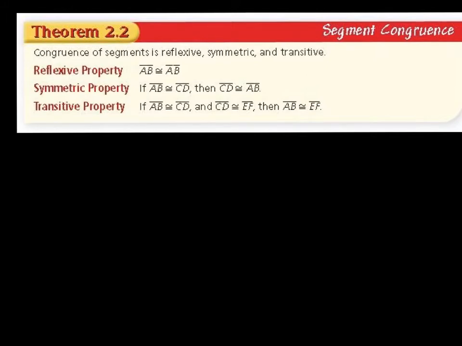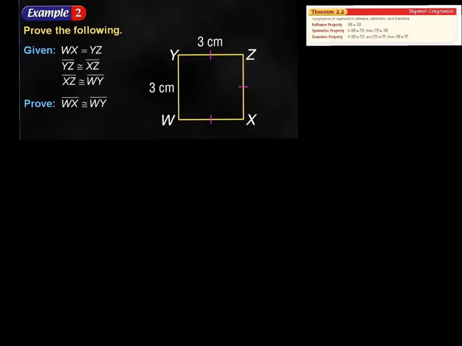Congruence of segments is reflexive, symmetric, and transitive. So we could use the reflexive property to say segment AB is congruent to segment AB, symmetric property if AB is congruent to CD, then CD is congruent to AB, and transitive if AB is congruent to CD and CD is congruent to EF, then AB is congruent to EF. We can use those properties for the following proof.